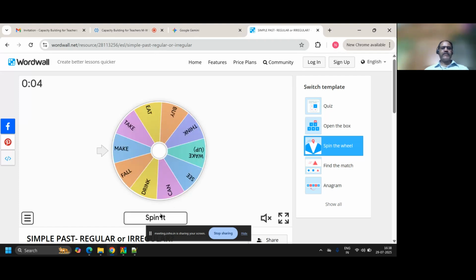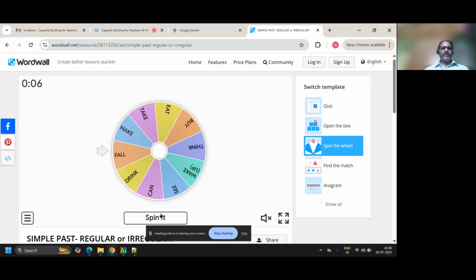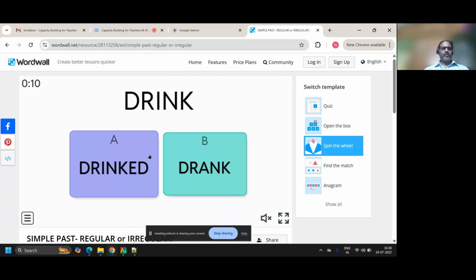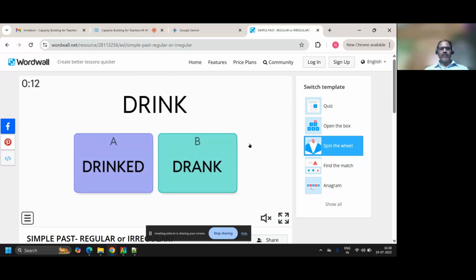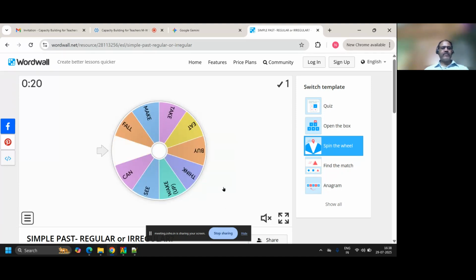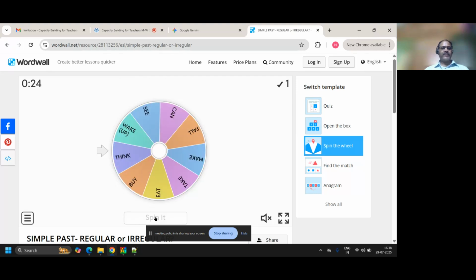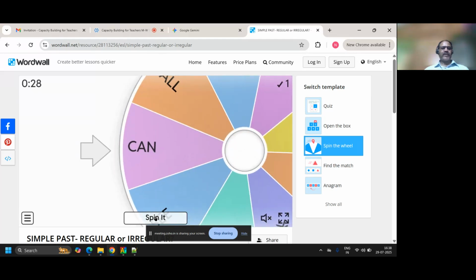I spin it. Now it is spinning, right? So drink. What should I say? I select drink. Now it shows the cards. Correct. Now I say drank. This goes, right? Again, the spin appears from the spinning wheel. Now I spin it. Randomly, I choose can.